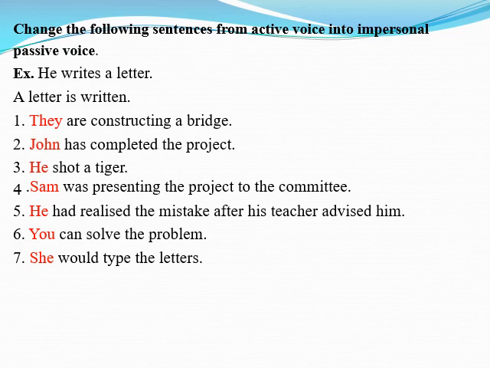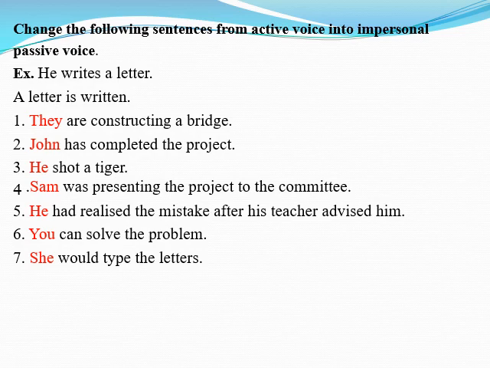So, the first one, they are constructing a bridge. Omit the subject now, and the verb is are constructing and the object is a bridge. So, a bridge is being constructed. Second one, John has completed the project. Omit the subject John. Has completed should be changed into has been completed. So, the project has been completed.